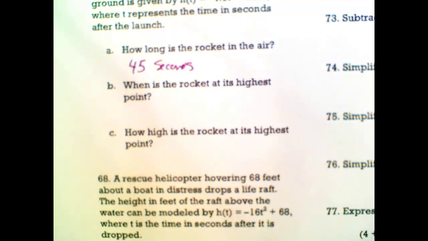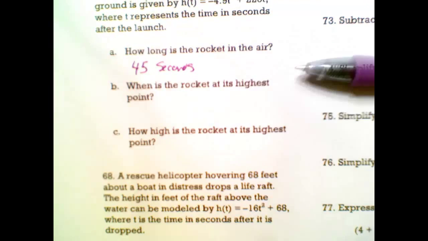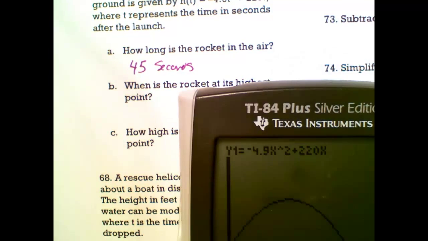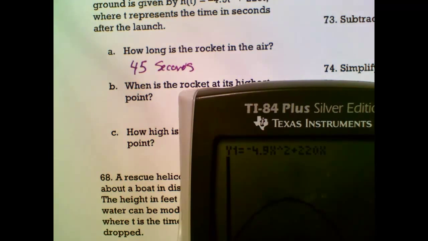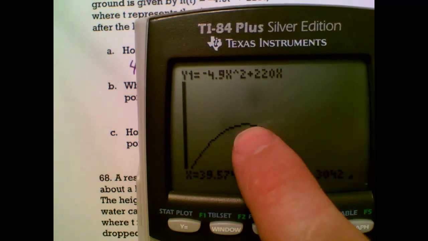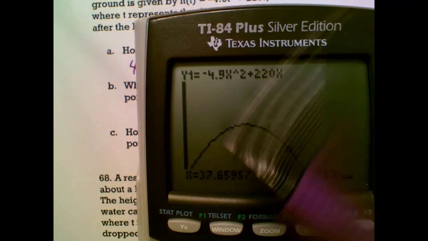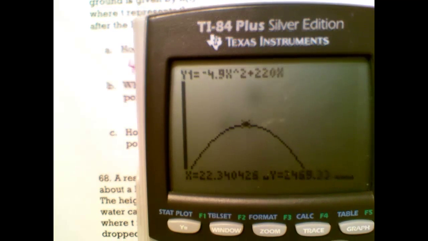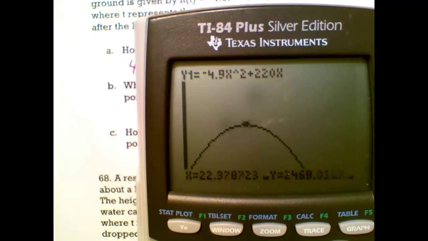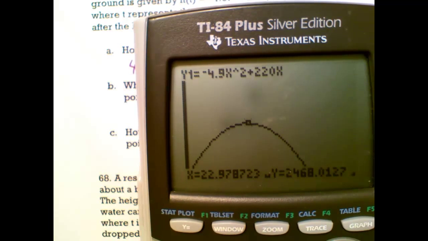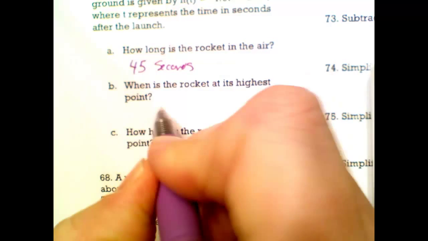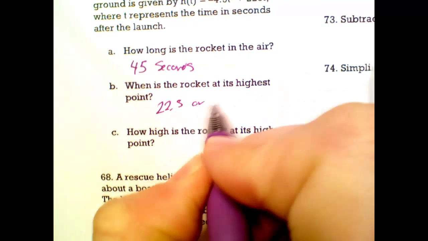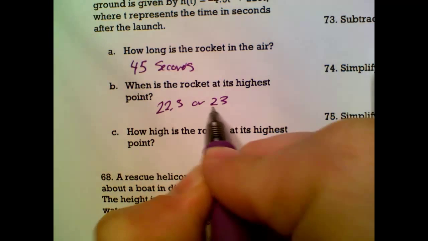Okay, the next question is, when is the rocket at the highest point? Well, let's take a look. If we get our tracer, we want to work our way up to that highest point right there, and then we'll figure out what our x value is at that point. So let's get it up there. It looks like it's at the highest point around, I don't know, what do you guys say, 23 seconds? Yeah, I'd say about 23 seconds. Maybe 22.5 or 23, somewhere in there, 23 seconds.